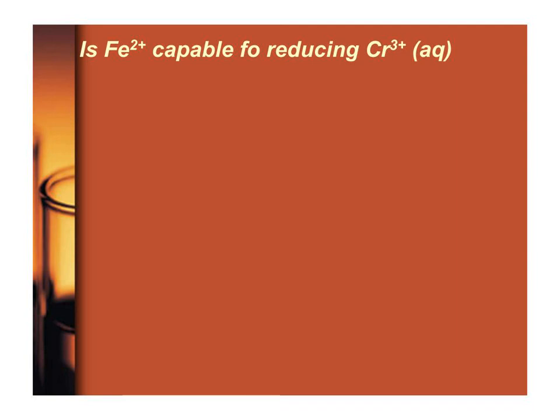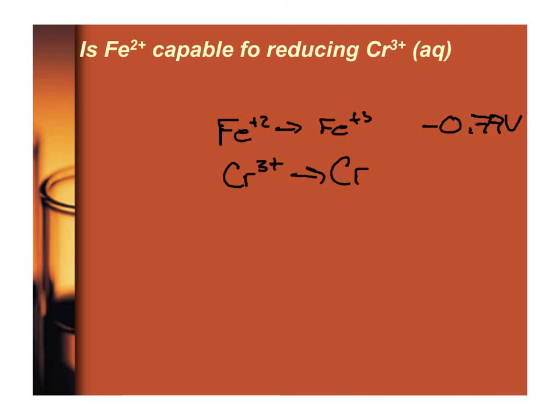All right, is Fe2+ capable of reducing Cr3+? Well, we just did this one, Fe2+ to Fe3+. I can do that. Remember, that was negative 0.77 volts. We don't have to look that one up again. But I want to reduce the chromium probably down to chromium metal.